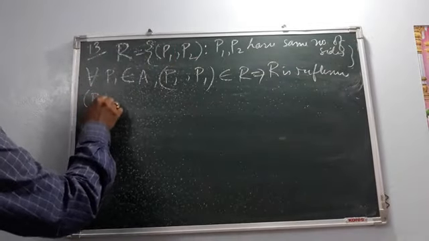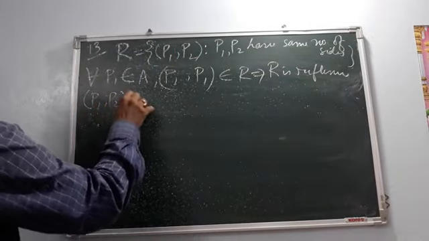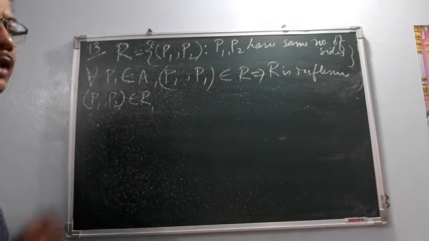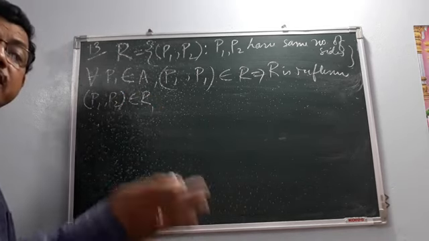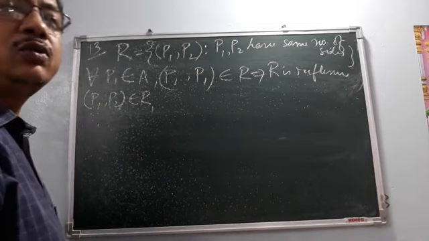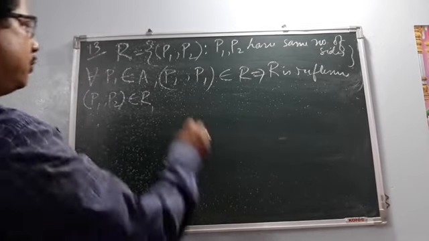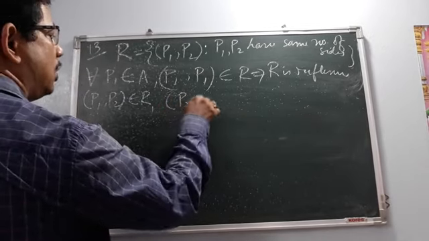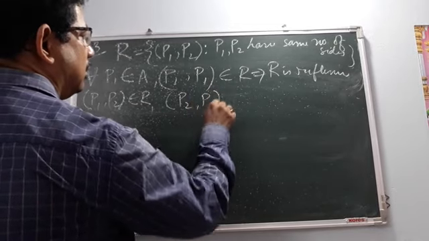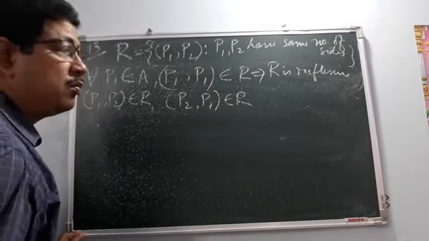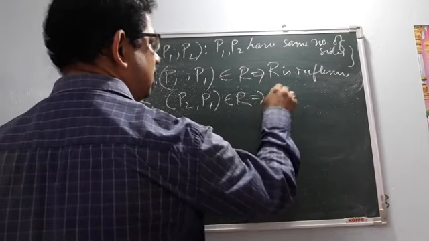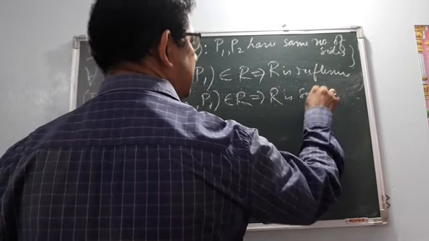If we take (P1, P2) within R, then P1, P2 have the same number of sides. We can reverse this one: P2 and P1 have the same number of sides. So we can write (P2, P1) within R as both have the same number of sides, implies R is what? Symmetric.